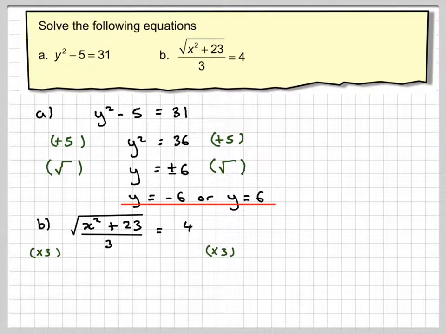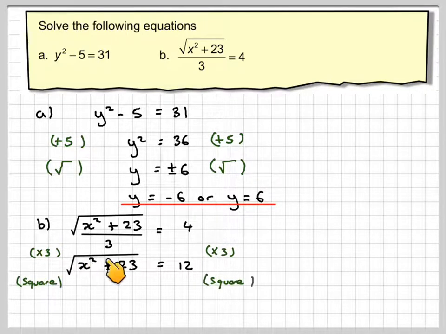So that means on this side we're just going to get the square root of x squared plus 23, and then 3 times 4 gives me 12. Now the opposite of square rooting is to square. So if you square a square root, you're just going to get x squared plus 23, and 12 squared is equal to 144. Now we need to subtract 23 from both sides.